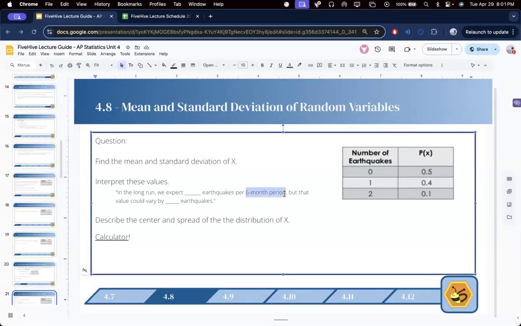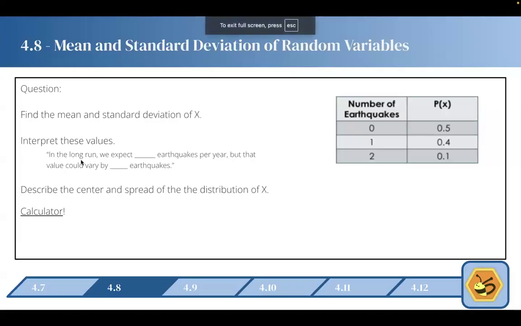I originally had this question as a 6 month period, but it's actually a year. All right, so in the long run, we said 0.6 earthquakes per year, but that value could vary by, again, 0.6 something, right? I don't remember what exactly it was, but earthquakes.